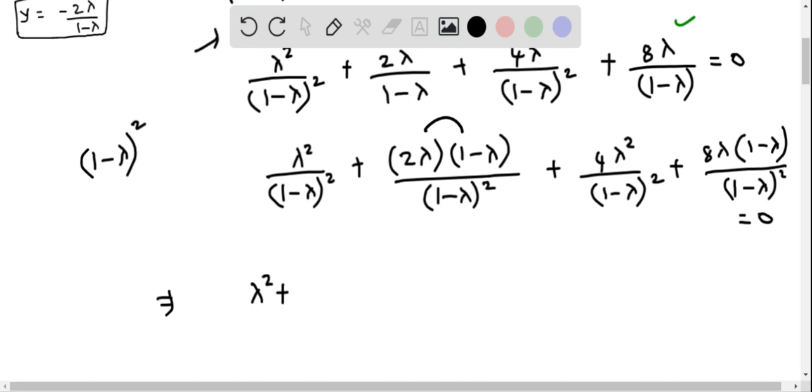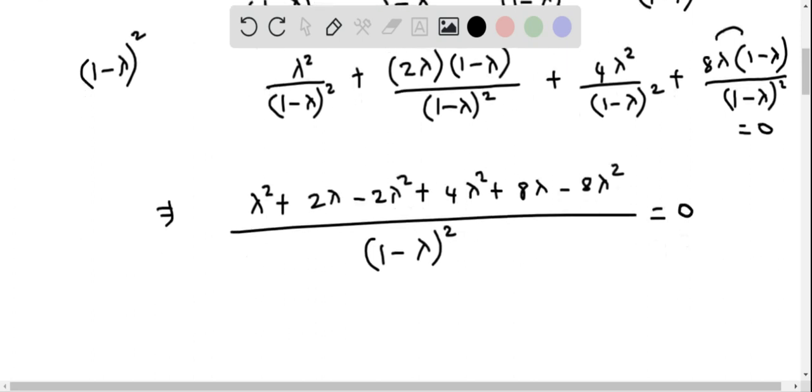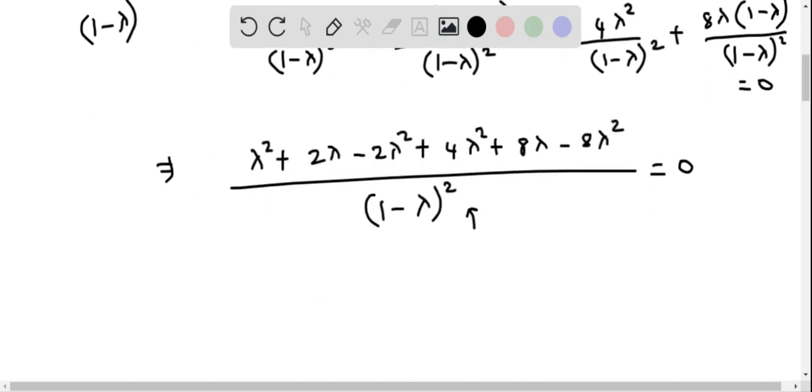We will distribute this: 2 lambda times 1 is 2 lambda, and 2 lambda times negative lambda is negative 2 lambda squared, plus the next term is 4 lambda squared, plus we will also distribute the 8 lambda. So this becomes 8 lambda minus 8 lambda squared, all over (1 minus lambda) quantity squared, and this equals 0. We now multiply both sides by this denominator, so that we have only the numerator expression on the left side. On the right side, we will have only 0.